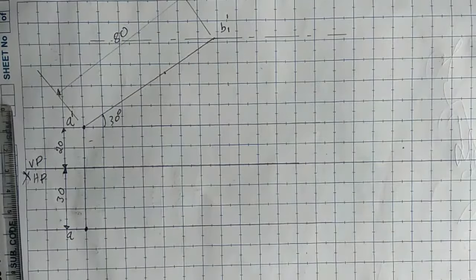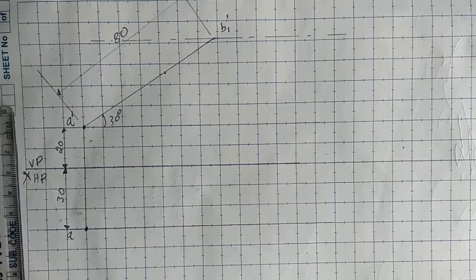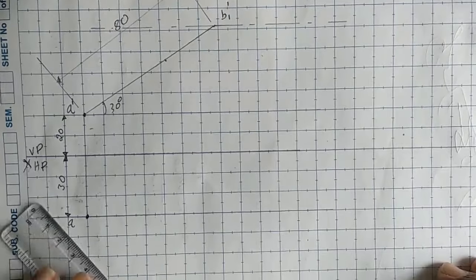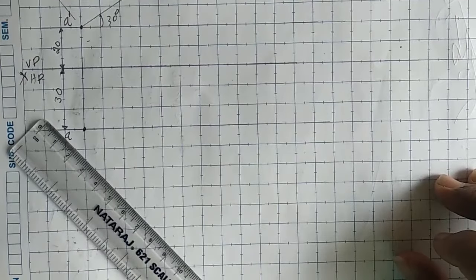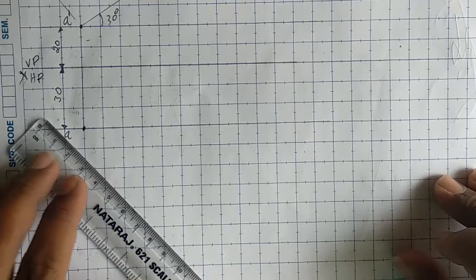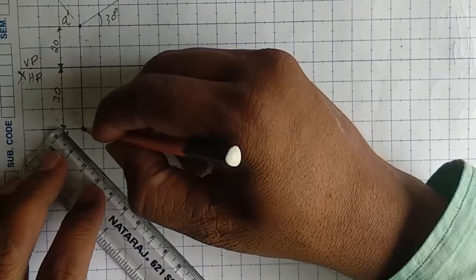Any one method you can follow. I am following aligned type of dimensioning, but it is your wish, you can follow unidirectional also. And next, inclined to HP is finished, and inclined to VP it is 45 degrees. Inclined to VP should be shown in the horizontal plane, so that's why here we need to make 45 degrees.